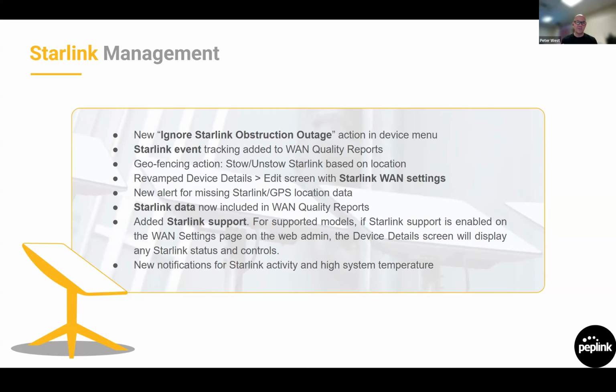You know you're going to lose a little data driving underneath the tree or under the bridge, so you don't need the Starlink to fail. You just need it to drop that data and move on with life. That is what the ignore Starlink obstruction outage does. Instead of failing the WAN, it just keeps it connected and ignores that obstruction outage, so it allows you to maintain your uptime more reliably.